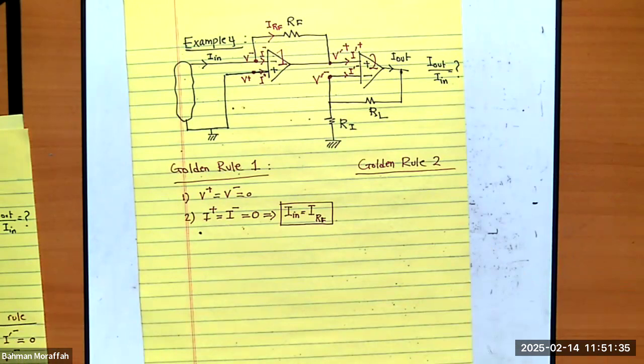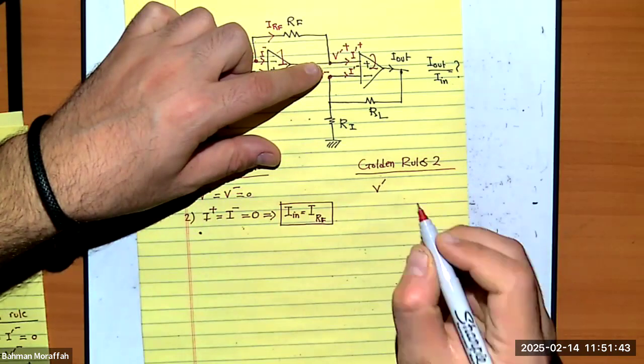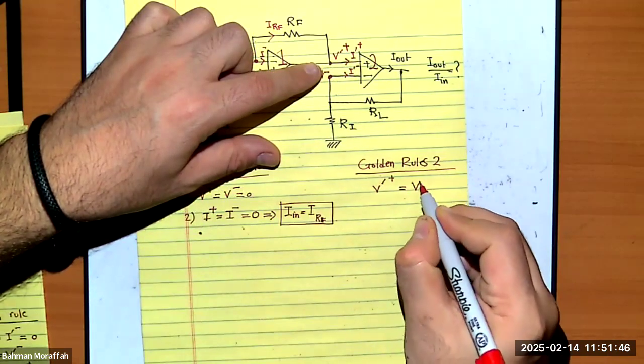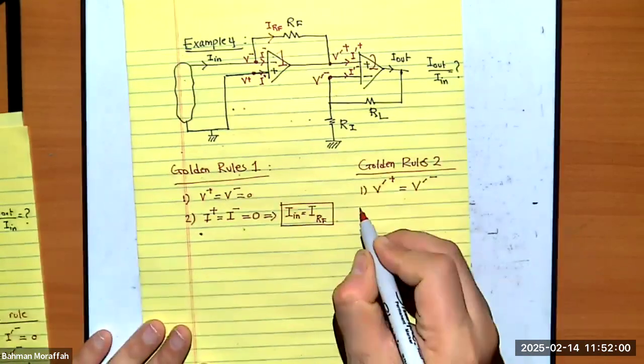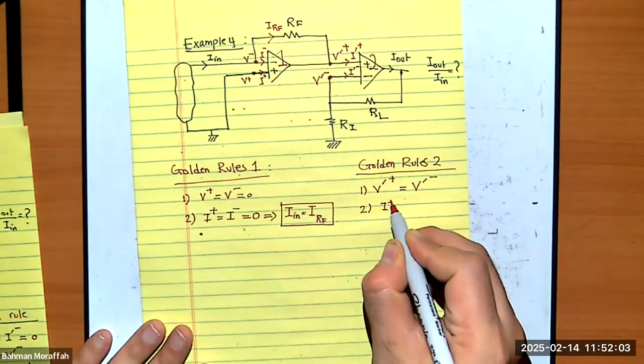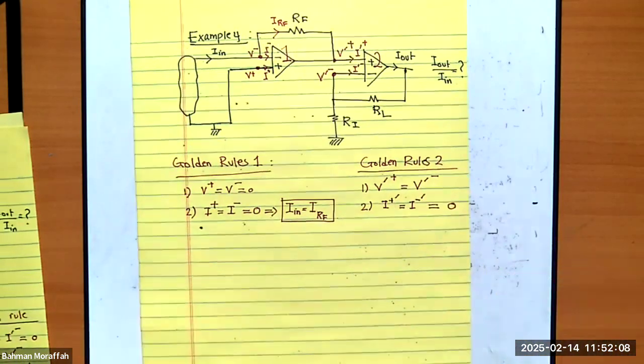What does the golden rule for the second op-amp tell me? It tells me V prime positive must be the same as V prime negative. That's what it tells me. It tells me nothing more than that, right? It also tells me that I plus prime is the same as I negative prime, and that is 0. That's what it tells me, right?